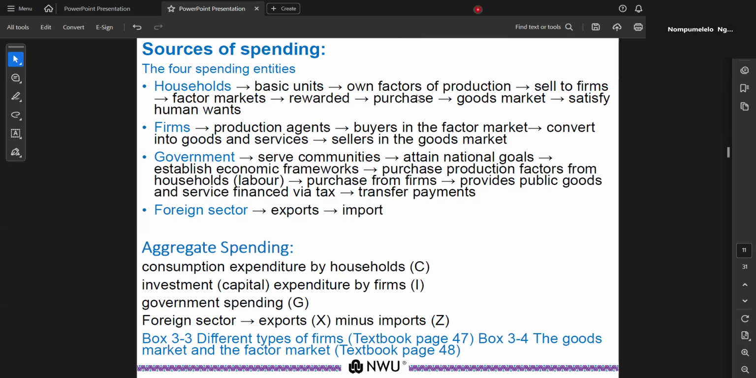I'm a household. My households, and this is very important to say, own the factors of production. They sell the factors of production to the firms and also to the factor markets. And then they get rewarded for the factors of production. And then they purchase goods and services from the goods market to satisfy their needs. Let me just show this in a diagram.